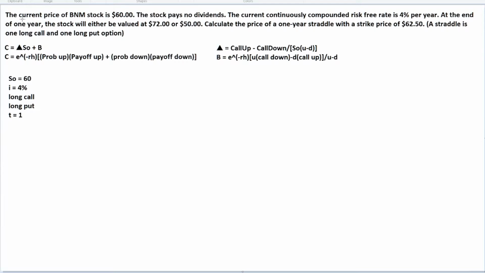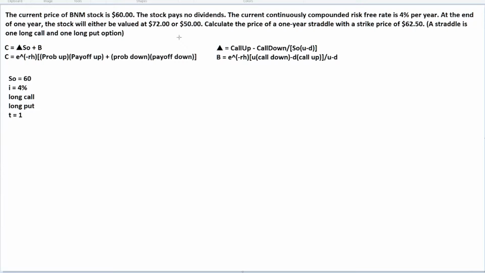So with this problem here, we have the current price of BNM stock is $60. The stock pays no dividends, and the current continuous compounding risk-free rate is 4% per year. And then at the end of 1 year, the stock will be valued at $72 or $50. They want us to calculate the price of a 1-year straddle with a strike price of $62.50. And just a reminder, a straddle is one long call and one long put option.